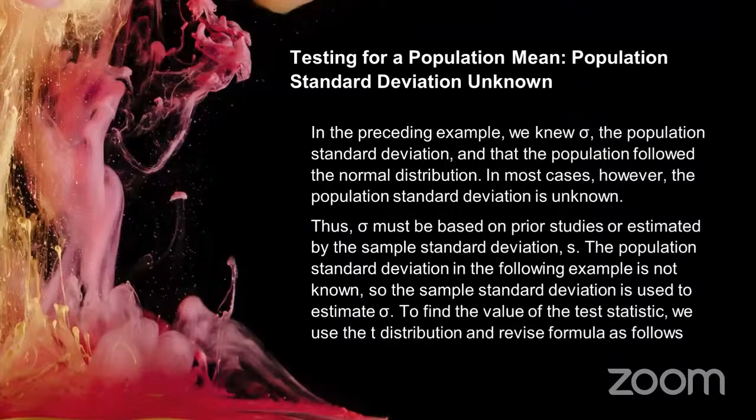In the preceding examples, we knew sigma, the population standard deviation, and the population followed the normal distribution. In most cases, however, the population standard deviation is unknown. Thus, sigma must be based on a prior study or estimated by the sample standard deviation, s. The population standard deviation in the following example is not known, so the sample standard deviation is used to estimate sigma. To find the value of the test statistic, we use the t-distribution and revise the formula as follows.